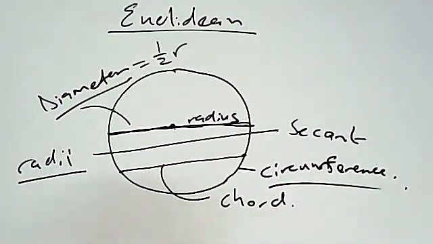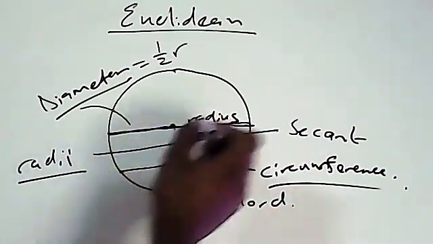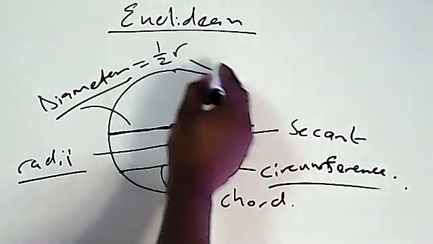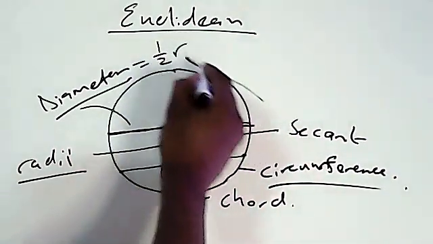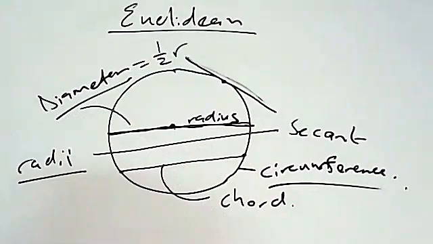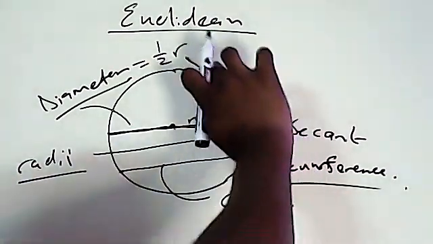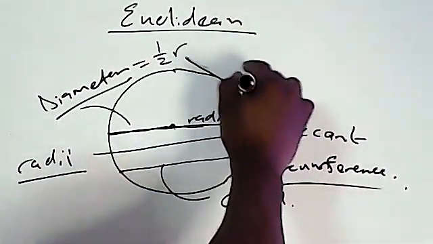right? So that's a chord. And then the one that is only touching the circle at one point outside, right? So let me try to do it properly. It's touching the circle only at one point, like here. We call that line a what? We call it a tangent.